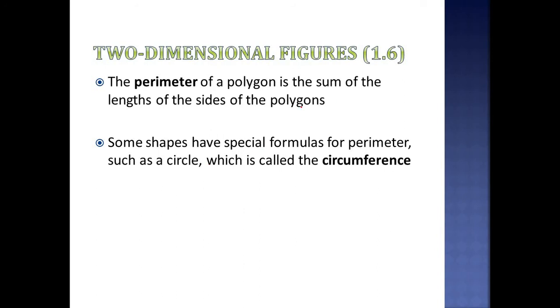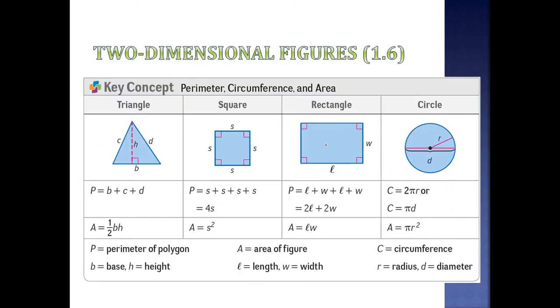Perimeter of a polygon is the sum of the lengths of the sides, and some shapes even have special formulas for the perimeter, such as a circle. The fancy name for the perimeter of a circle is the circumference. Here are some formulas regarding perimeter, circumference, and area. If we're looking at a triangle, the perimeter is simply the sum of the three sides, and the area is equal to 1/2 the base times the height of the triangle.